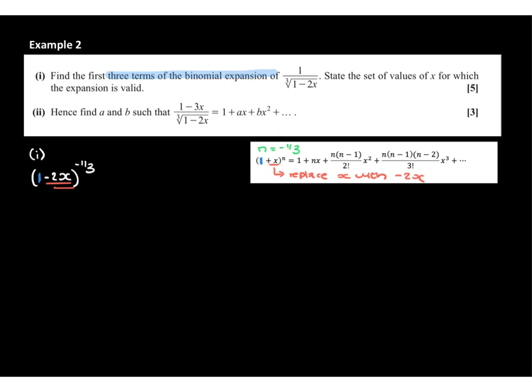So we're only finding the first 3 terms, so we only need to go up to and including the term in x squared. Let's do this.